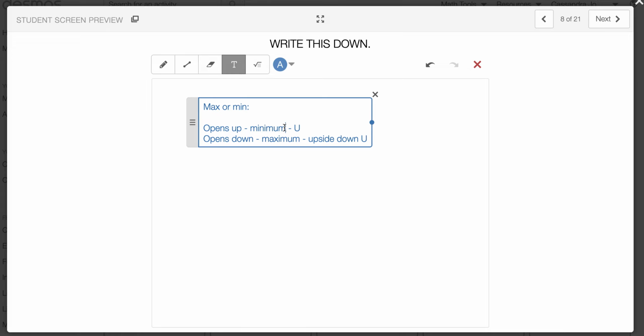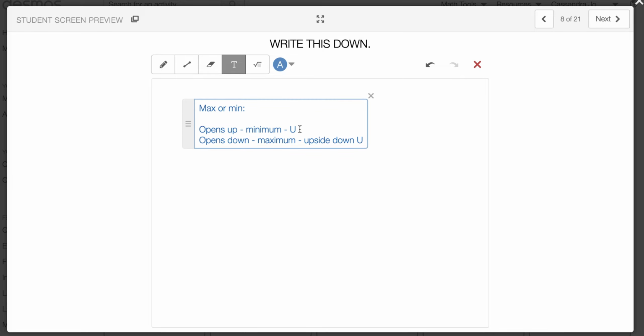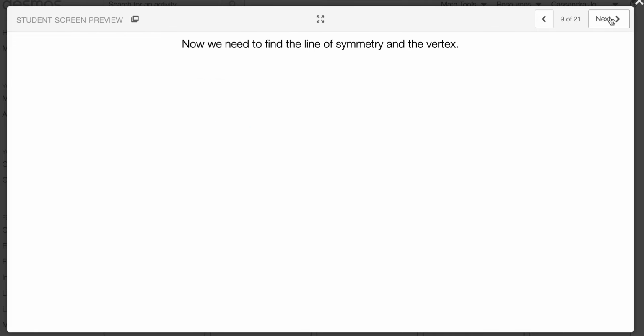The big thing about this is that this relationship kind of hurts our brains. Up and minimum don't seem like they go together, but they do. And down and maximum, again, don't seem like they go together. What always helps me is to give this a quick sketch. If I know it opens up, I'll draw a quick U and see, okay, it has a minimum. If it opens down, I'll draw a quick upside down U and see that it has a maximum. Again, pause if you need more time to get that written down. So those are the first two, the directionality and then max or min.